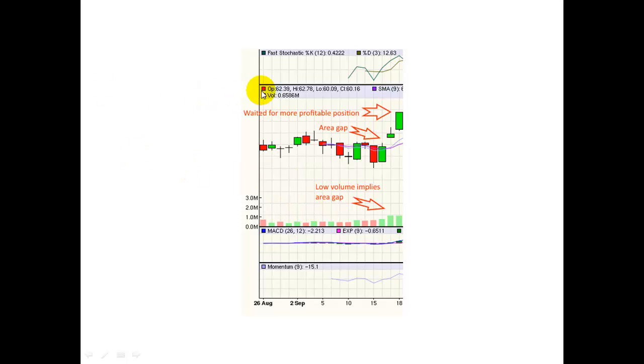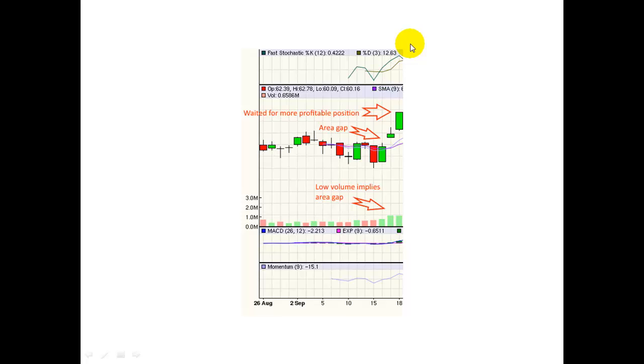Here is an example of a gap trade that I made back in September. I showed this to my newsletter subscribers, and I'll be showing it to you. We'll look at the name of the stock later. It's not really important. You just need to look at what happens. So what we see here is an area gap.